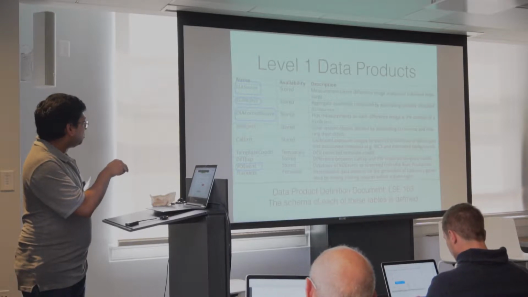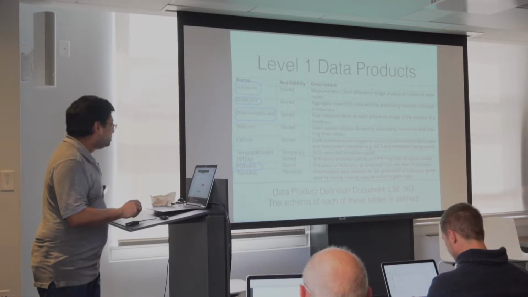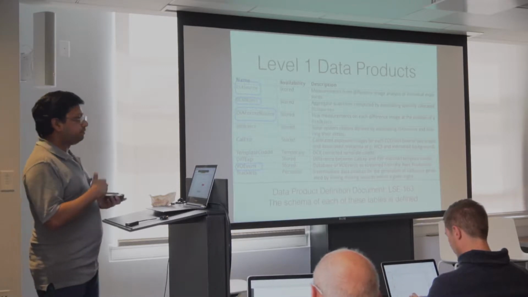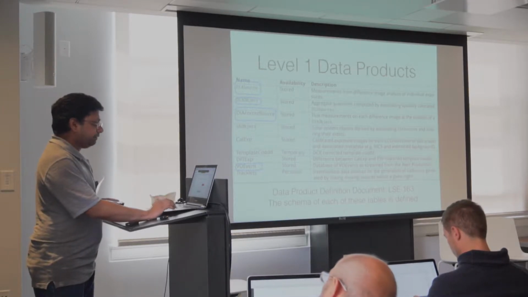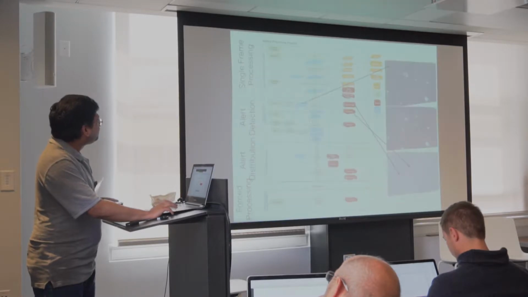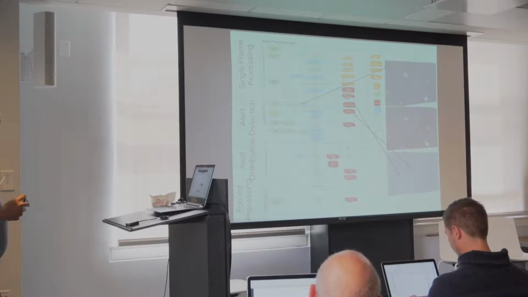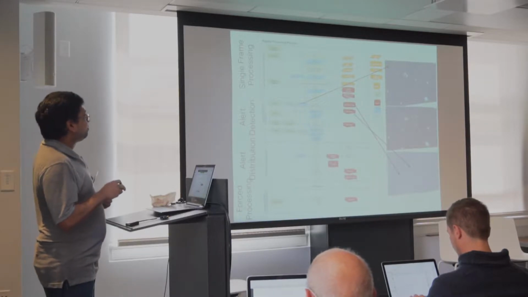What I plan to talk about mostly is these objects. These are all tables that are stored, and the schema of each of these tables is defined in the data product document. So this is a diagram showing the nightly processing.